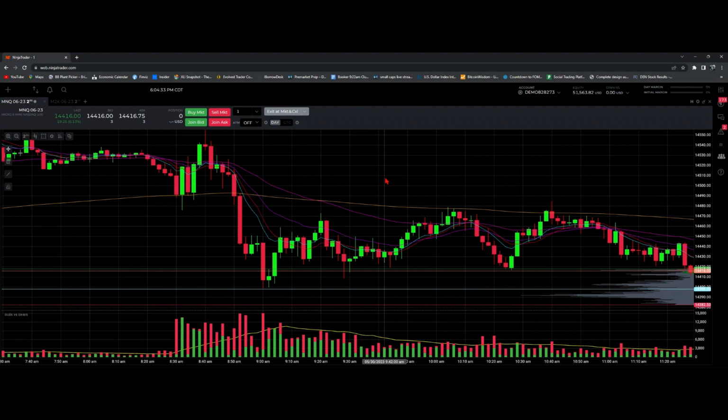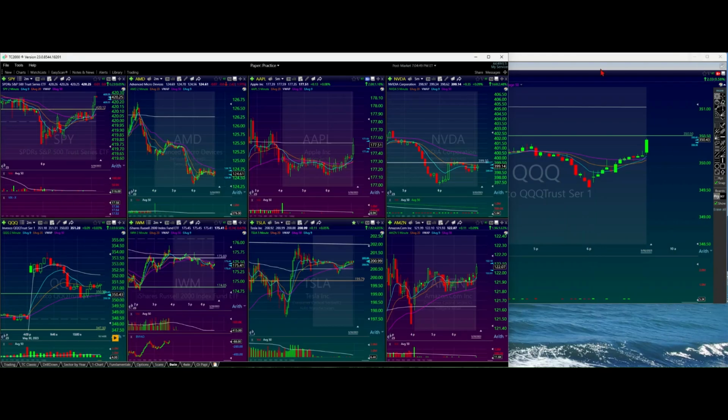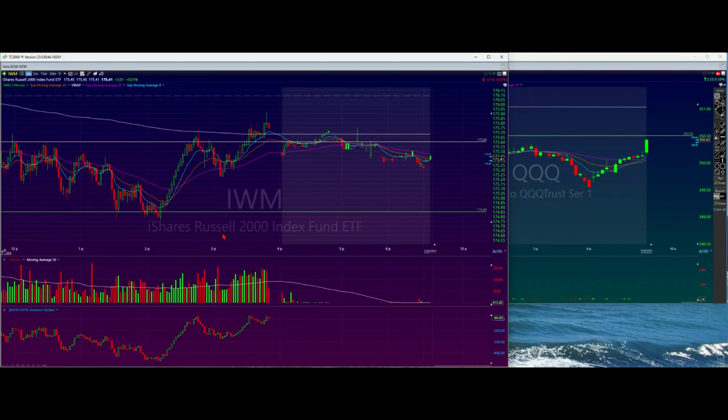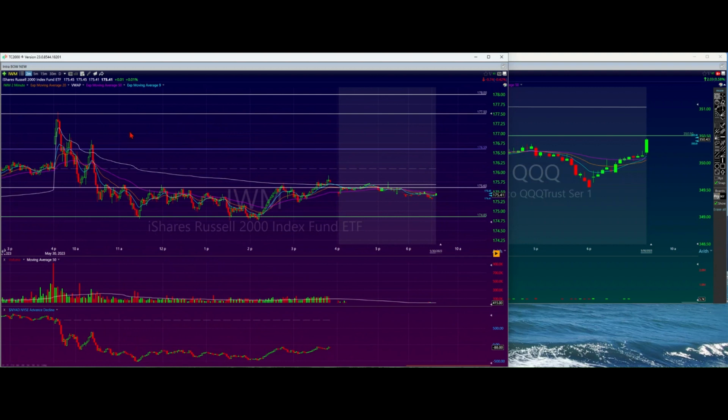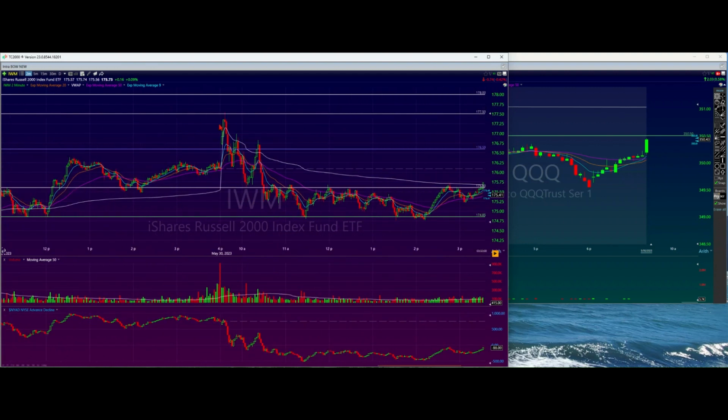So instead, I waited. Didn't know if I was going to play any options today. I saw this opportunity down here forming. So I went long on the Qs. Oh wait, let me go back and show you why I went short on IWM real quick. So this 177.50 is a line I've had drawn up for some time as a support resistance line. And would you just look at it?